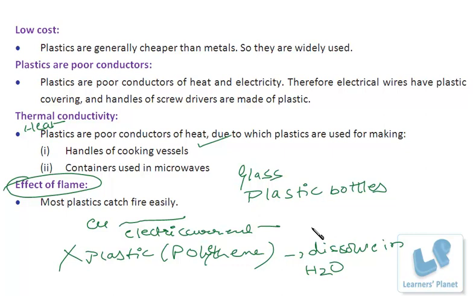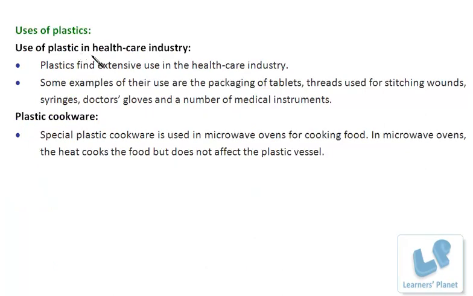Now let's see the uses of plastic. So you know the uses, but I'll just scroll it down. Use of plastic in the healthcare industry. Plastics find extensive use in the healthcare industry. Some examples of their use are the packaging of tablets, which is made up of plastics. Threads used for stitching wounds are also made up of plastics. Syringes, doctor's gloves, and a number of medical instruments are all made up of plastics.